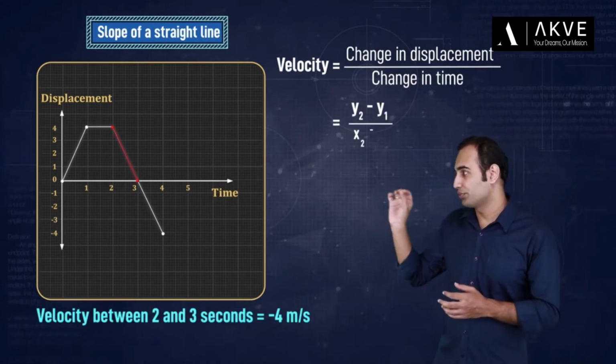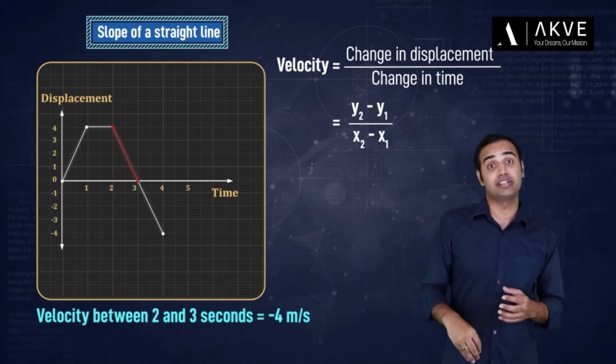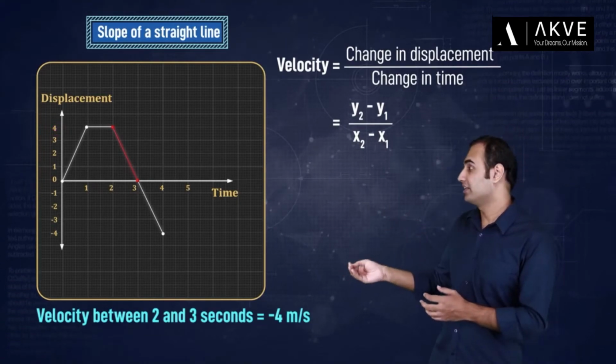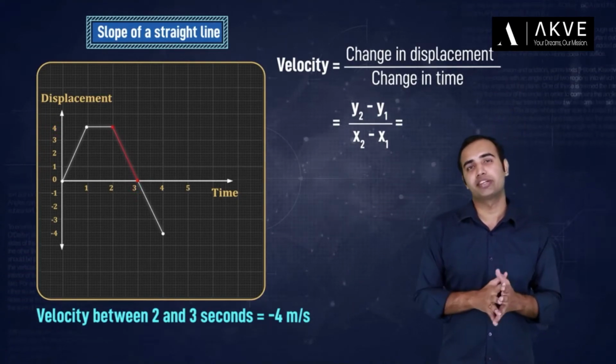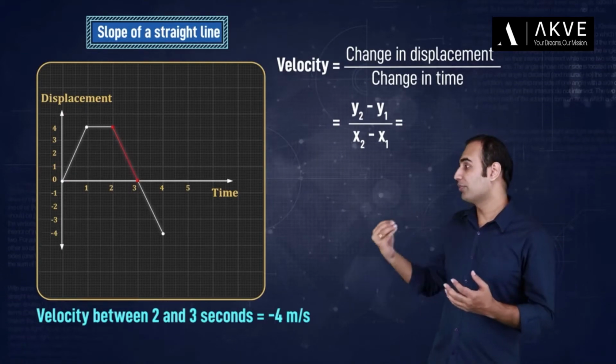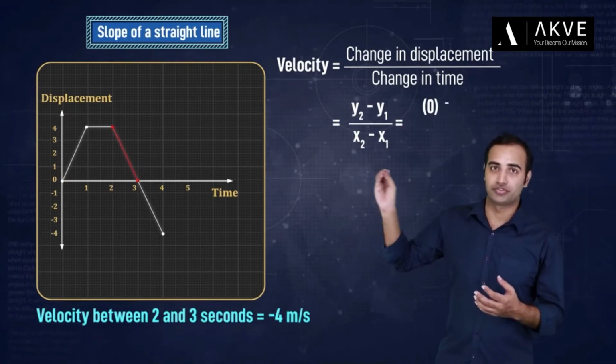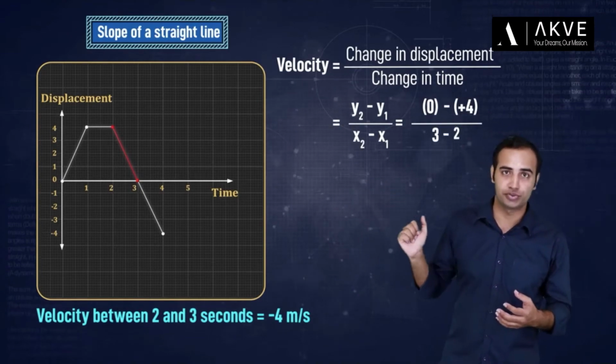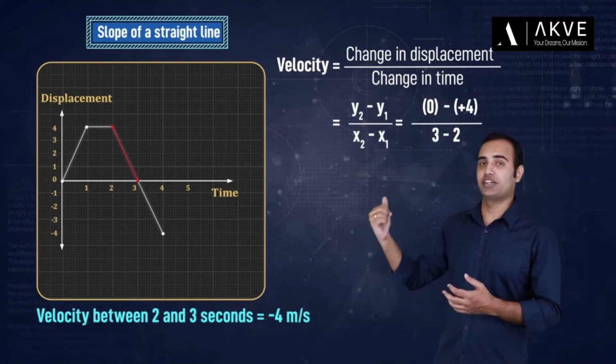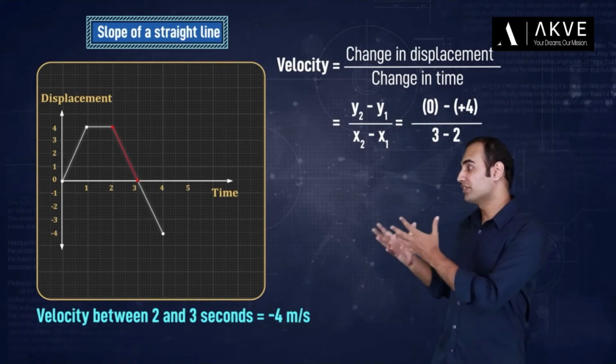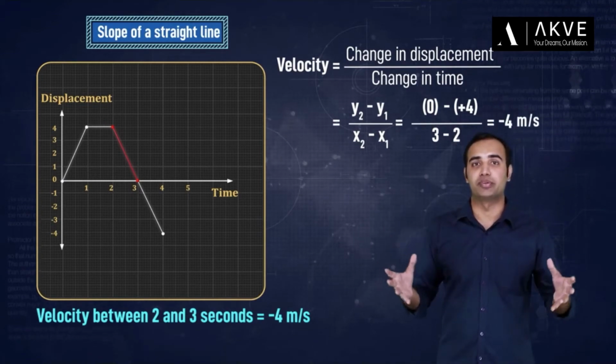Now at t equal to 2 seconds, the value of displacement is plus 4 meters. But at t equal to 3 seconds, the value of displacement is 0 meters. So the formula essentially becomes 0 minus 4 divided by 3 minus 2, y2 minus y1 divided by x2 minus x1. Now the value of this clearly comes out to be minus 4 meters per second.